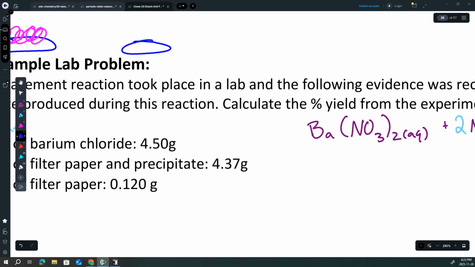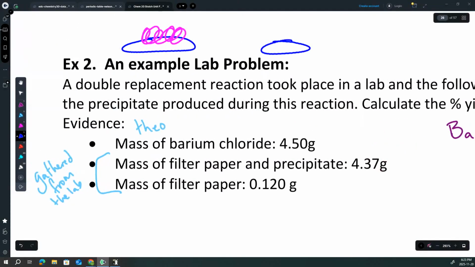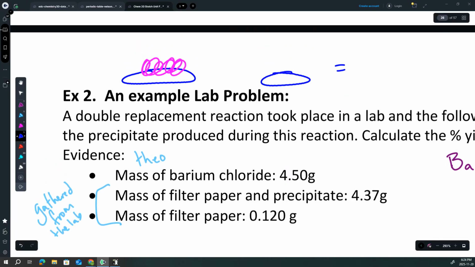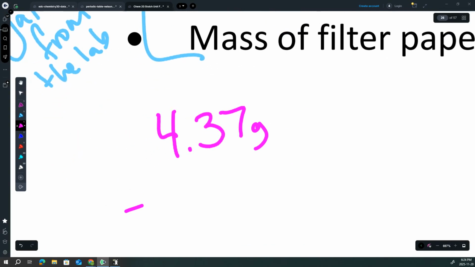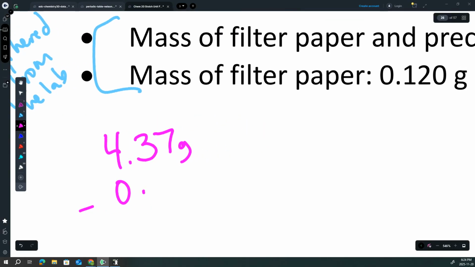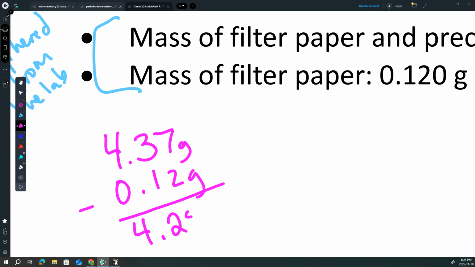And in order to figure out percent yield, if we've already been given the theoretical amount of our precipitate, barium chloride, we're going to want the experimental amount of barium chloride. So we're going to want just the precipitate part. So mathematically, what we need to do to these two numbers is subtract them. Okay, so if I take 4.37 grams and subtract 0.12 grams, I get 4.25 grams.